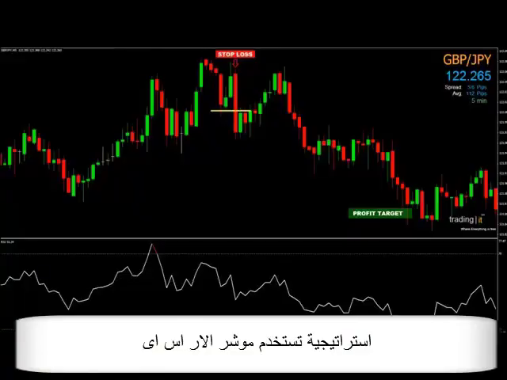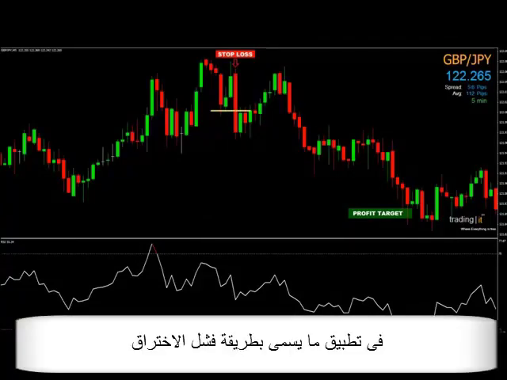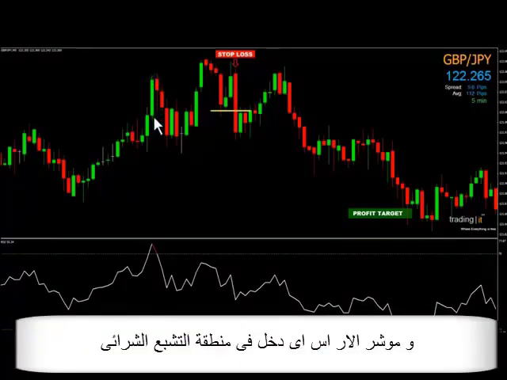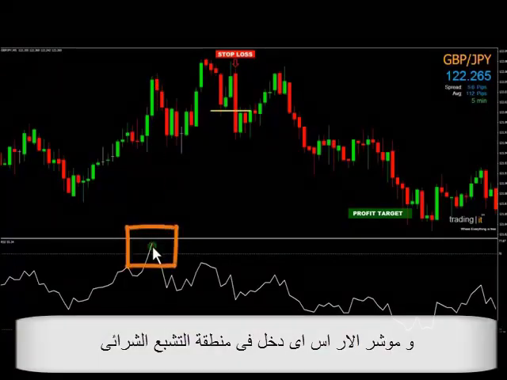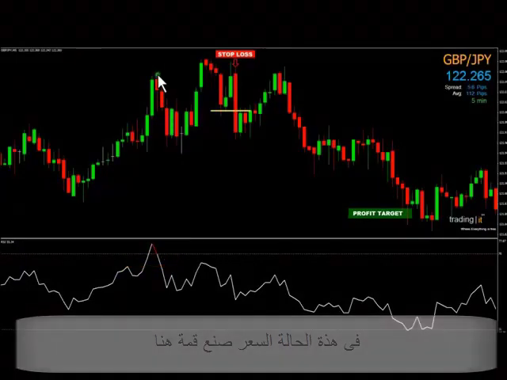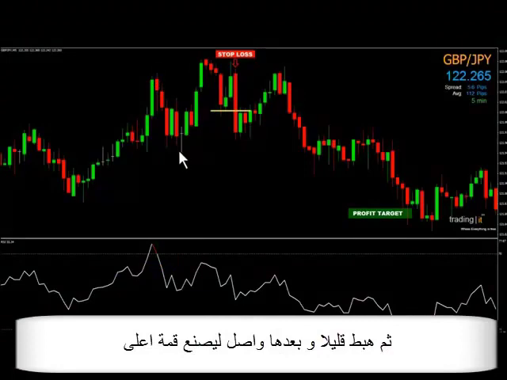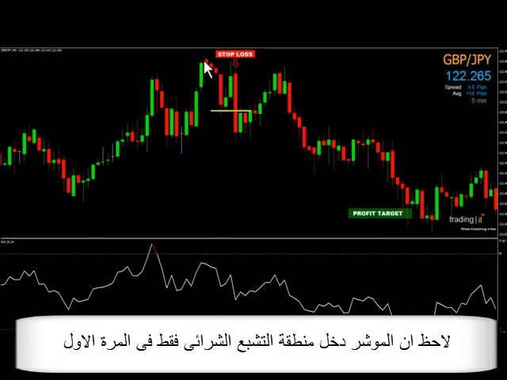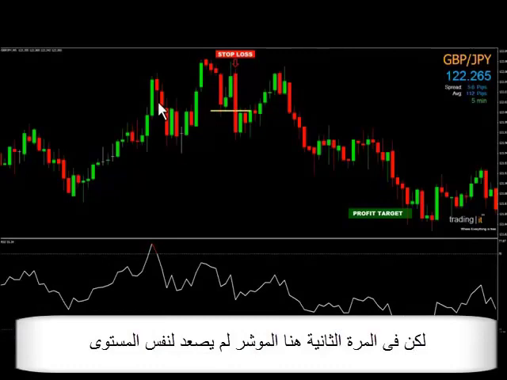A strategy that can be used when trading with the RSI is to implement what is called a swing failure approach. For example, if we look at this chart, the market reached extreme prices and the RSI entered into the overbought level here. At this specific situation, price made a high here, then came down slightly, but then continued to form a new high here. Note that the RSI only entered the overbought area here, corresponding to this high here.